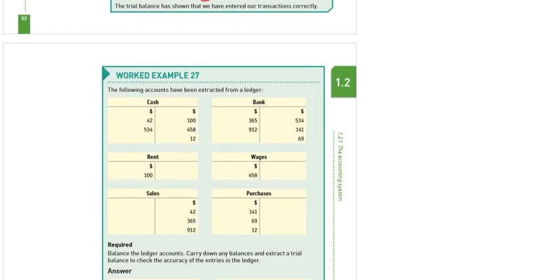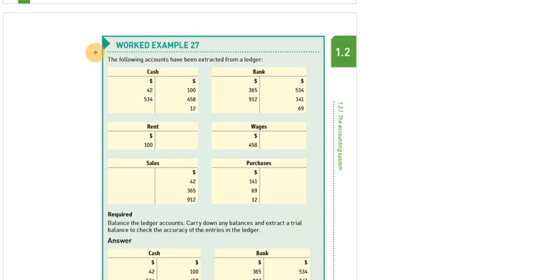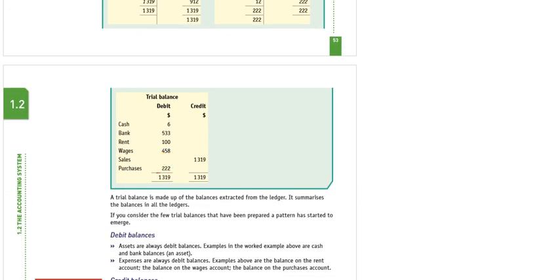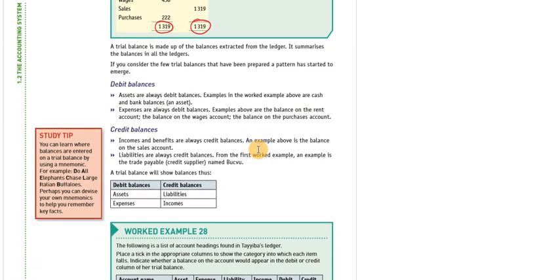And now work example 27. Here are some ledgers. We have 6 ledgers. The requirement is to balance the ledger accounts, carry down any balance, and extract a trial balance. We have to make a trial balance from these ledgers. So this is your homework again, and the trial balance will be equal. But you have to solve it yourself. It's suggested that you don't see the answer. First write your own answer, then match your answer with the suggested answers.